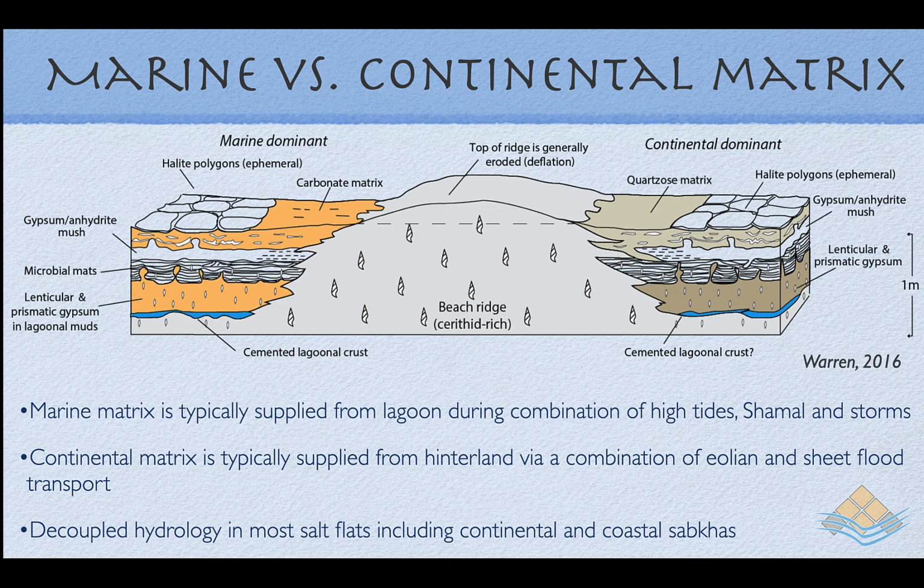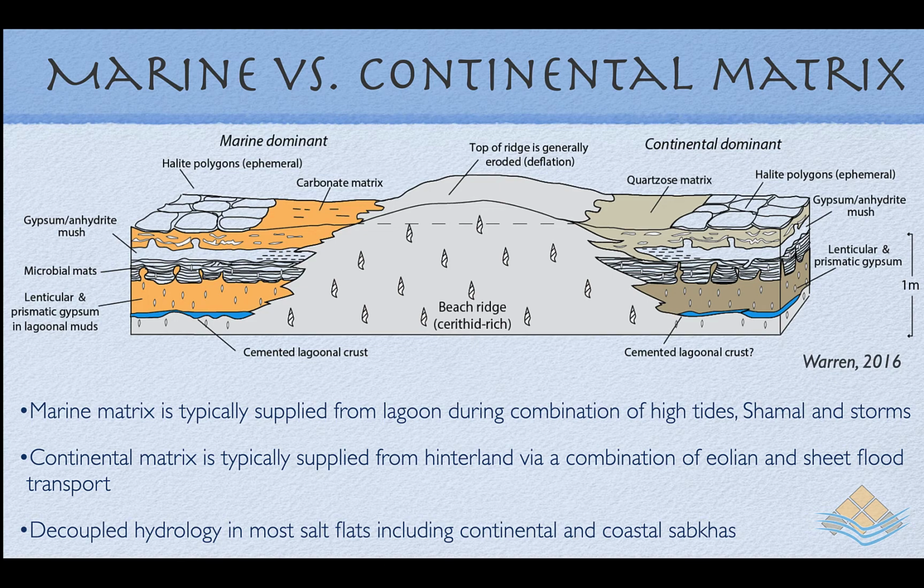So most of the marine matrix into which our anhydrite and our gypsum is growing diagenetically is being supplied from the lagoon on the seaward side during combinations of high tides and shamals, whereas the matrix is supplied from the hinterland by a combination of Aeolian and sheet flood transport, into which our gypsum and anhydrite can then grow via capillary wicking and capillary evaporation.